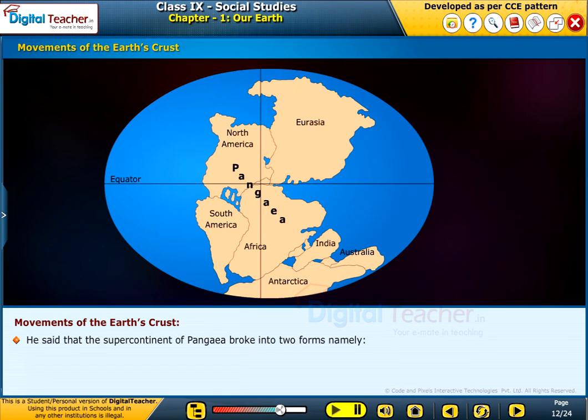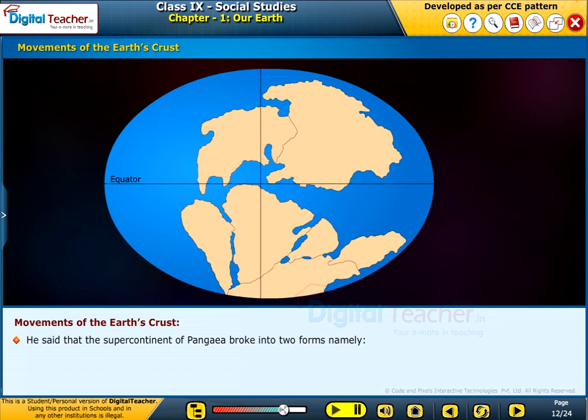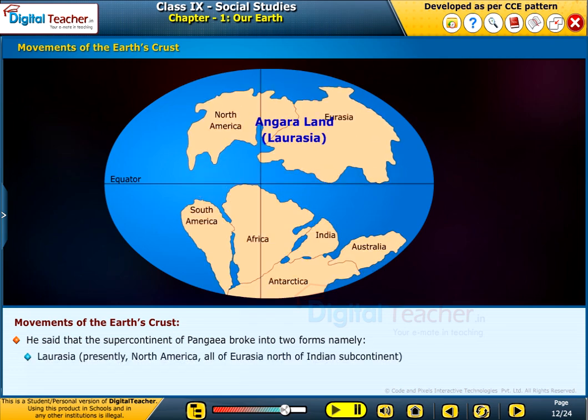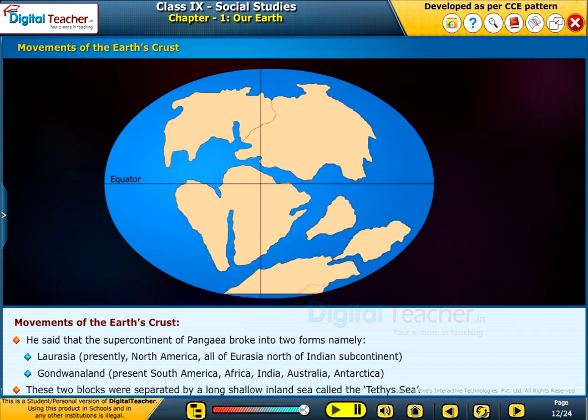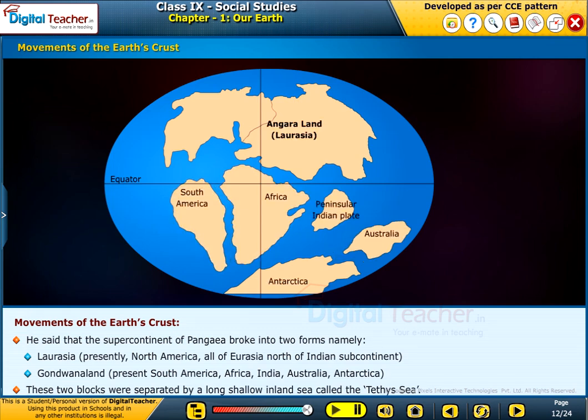He said that the supercontinent of Pangaea broke into two forms, namely Laurasia, presently North America, all of Eurasia, North of the Indian subcontinent; and Gondwana land, present South America, Africa, India, Australia, Antarctica. These two blocks were separated by a long shallow inland sea called the Tethys Sea.